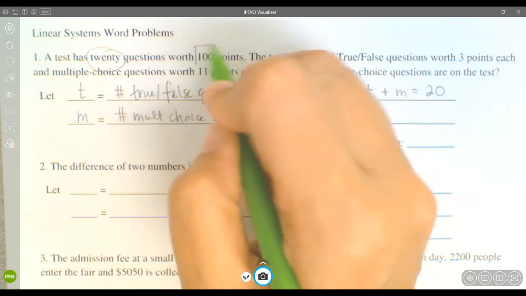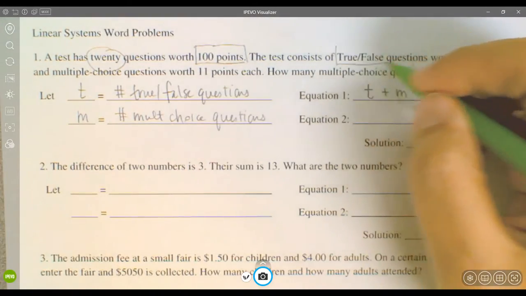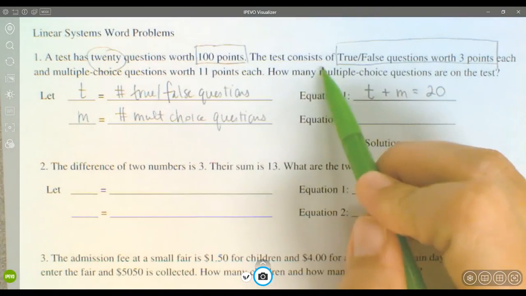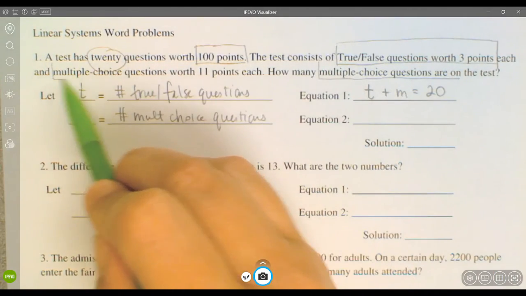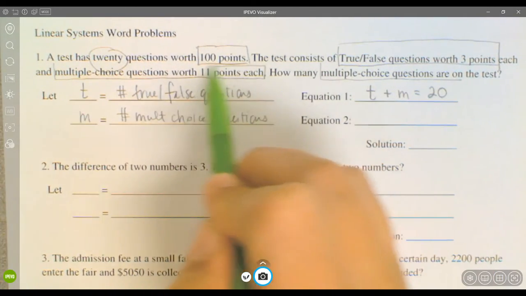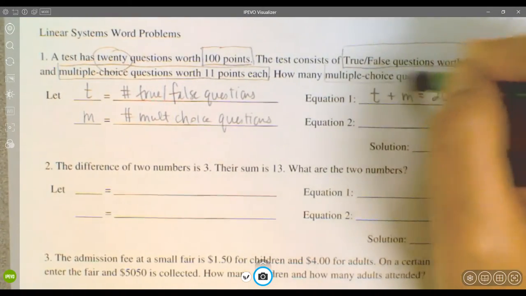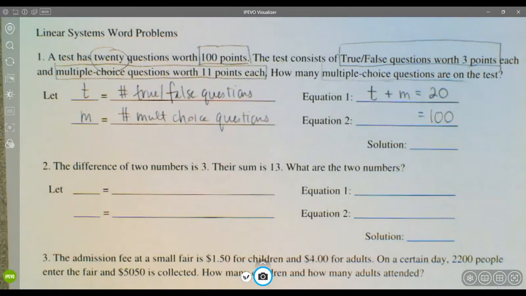All right, so how do the points work here? Well, where else do I see points? Well, I see true false is worth 3 points. I see multiple choice is worth 3 points. Right here, 11 points, my bad. So that's what I'm looking for in that equation. So something equals 100 points. Well, how do I break down the points?